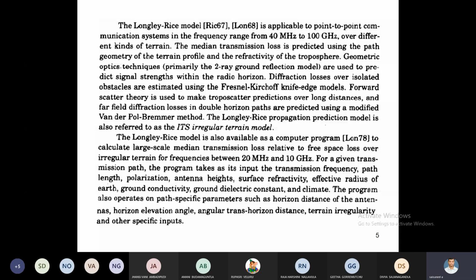If the terrain profile is not available, that is, we don't know the input values, then we first have to estimate the input parameters. Only after finding the input parameters do we go on to predict the output. That is called area mode. So two modes are available in the Longley-Rice model: first, point-to-point mode, and second, area mode.